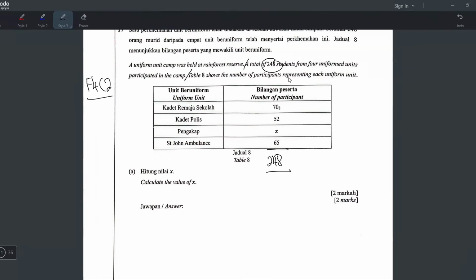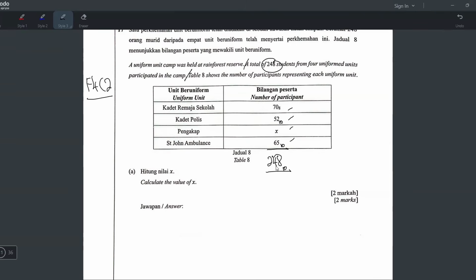Table 8 shows the number of participants representing each uniform unit. So ini semua bilangan serta. Okay, yang tak tulis base ni mesti means base 10 kan. Yeah, when they never write base, it's base 10. And then yang ni base 8 and then X tak tahu, calculate value of X. Okay, first you have to change 70 base 8 to base 10 dulu. Lepas tu baru ambil 248, tolak. Okay, that's the plan. Yeah, because you cannot tolak when the base tak sama.